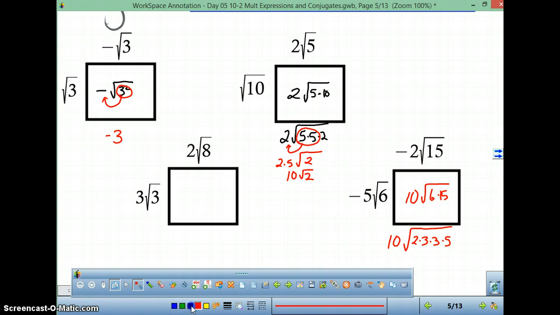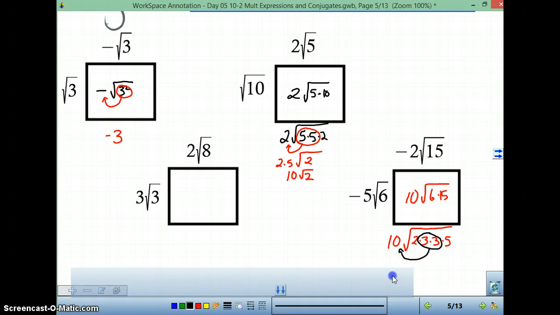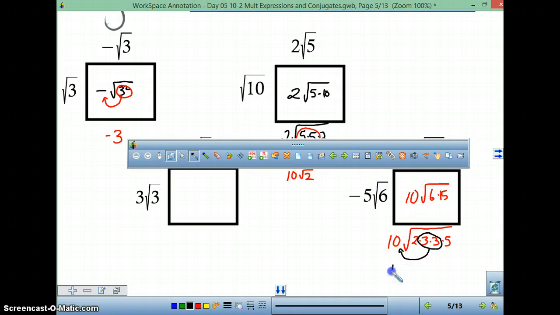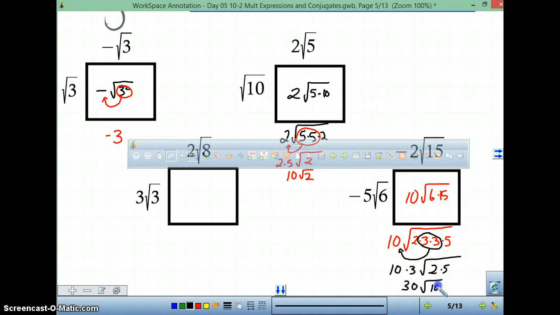And there's my perfect square right here. I take the square root of it out. So I end up with, oops, let's move this out of the way. End up with 10 times 3 times the square root of 2 times 5. That's 30 root 10. Okay?